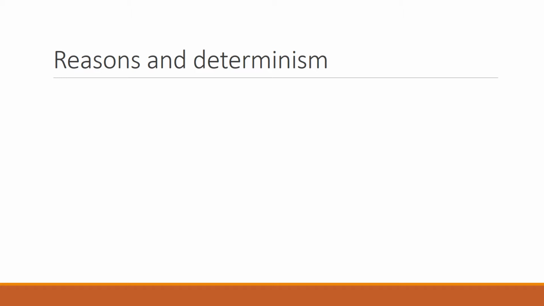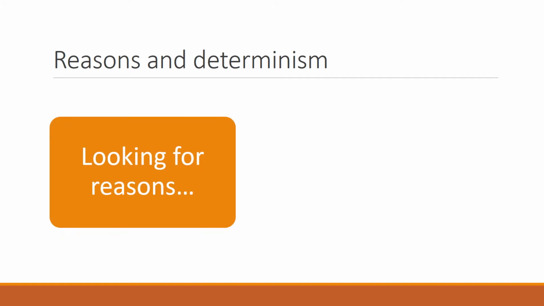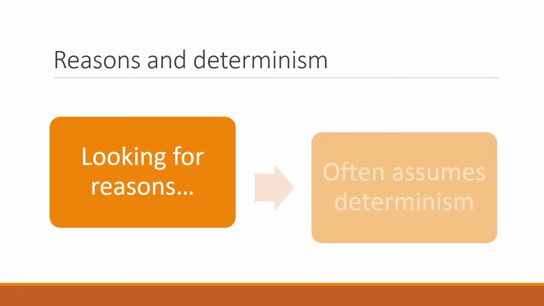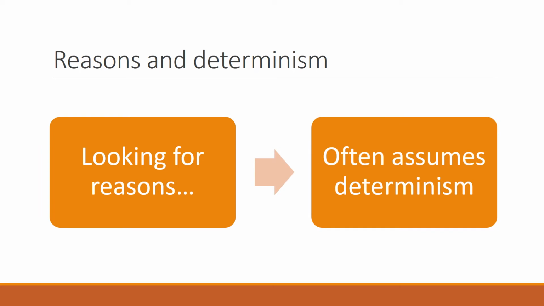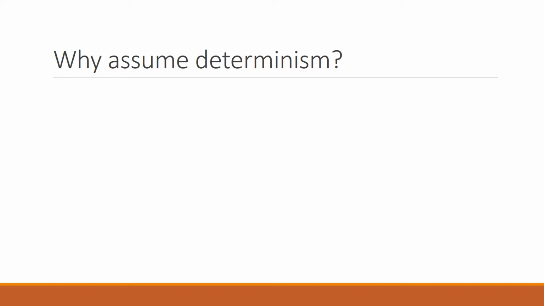Why is determinism plausible? I gave a little bit of an explanation last time, but let's think about this again. Why would anyone think that the state of the universe in the past plus the laws of nature together determine everything that's going to happen in the future? One reason why this might seem plausible and important is that when we are looking for reasons why something happened, we often, or some would say always, assume determinism. Now, why does looking for reasons assume determinism?